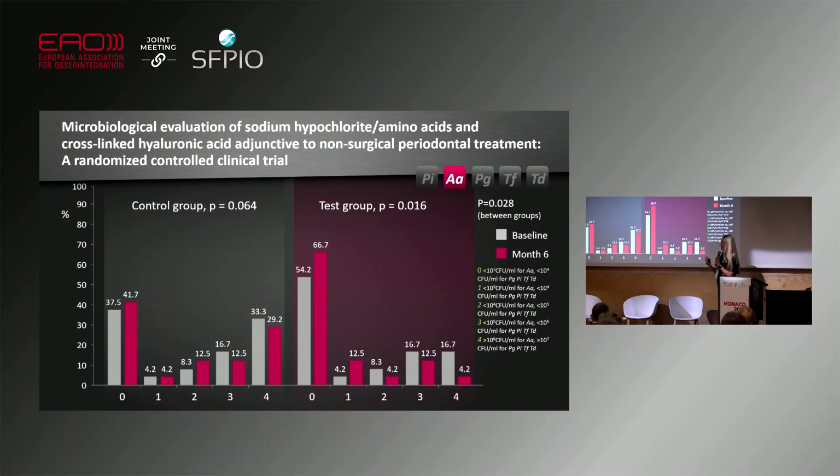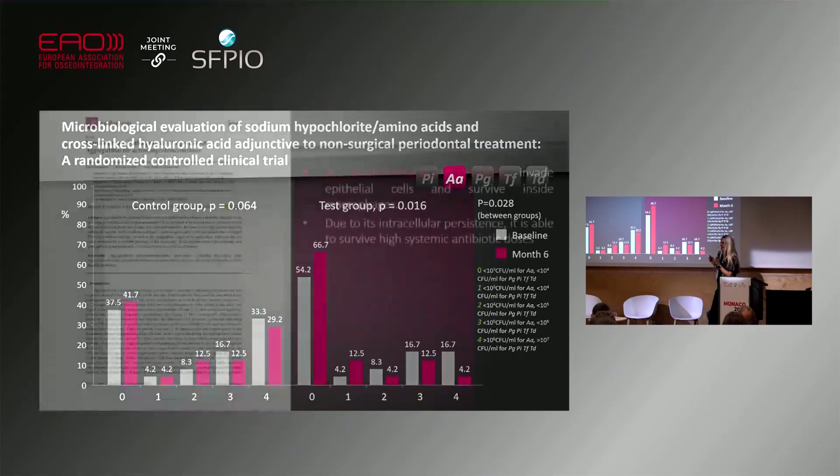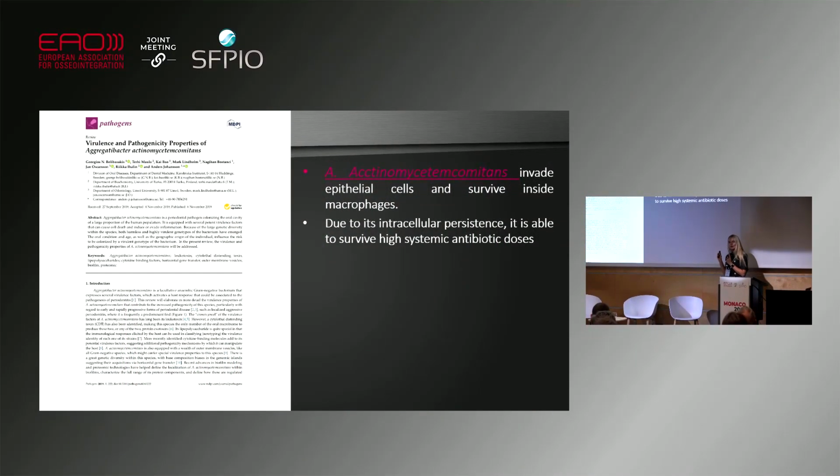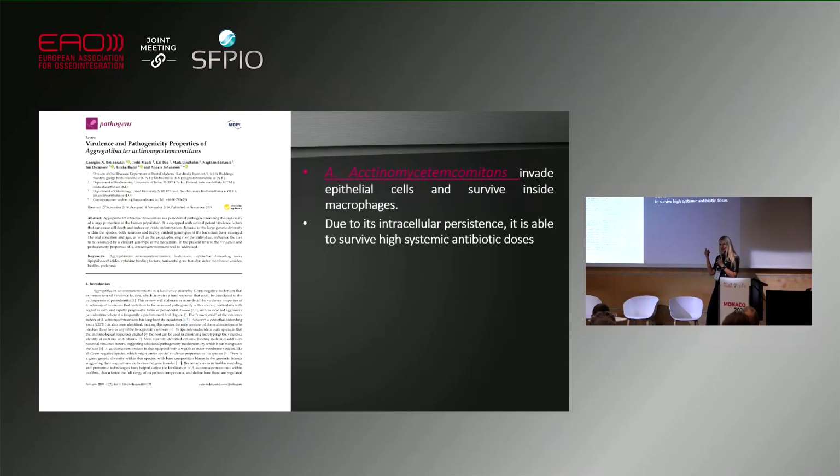Again, the total bacterial counts change after 6 months, significant improvement for AA, Aggregatibacter actinomycetemcomitans. I think it's an important finding because we know that this bacteria is able to invade the epithelial cells and survive inside the epithelial cells, and sometimes is resistant even to high doses of systemic antibiotics. So now we see that there is some rationale of the Perisolve being able to alter the matrices of the biofilms.